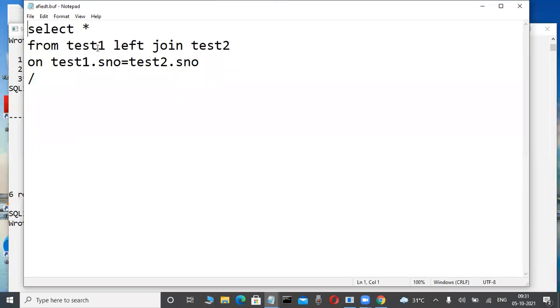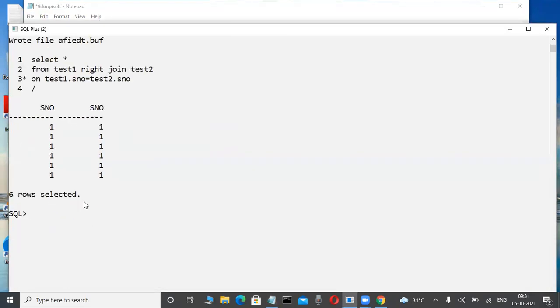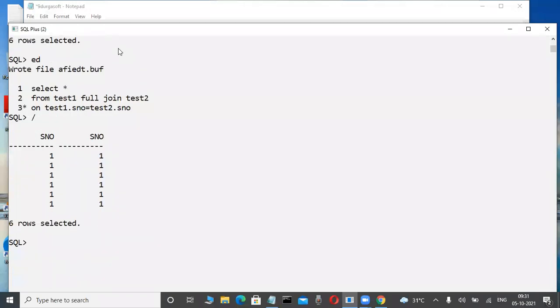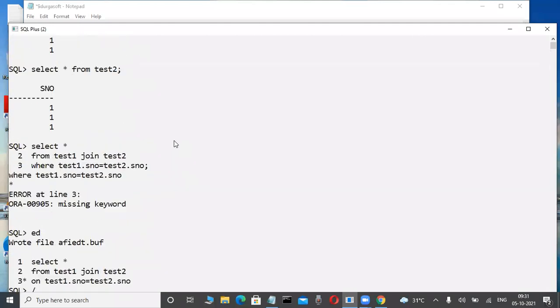Now again, right outer join. Right join, there is no subtraction here. Right outer join means, yes, the same thing. Observe it here. This is the beauty of this question that interviewers ask. Now here, full join. Yes, all the joins give the same output.